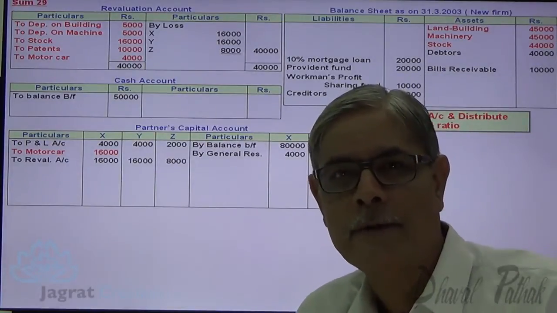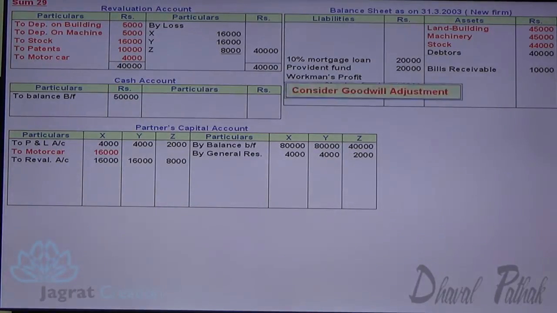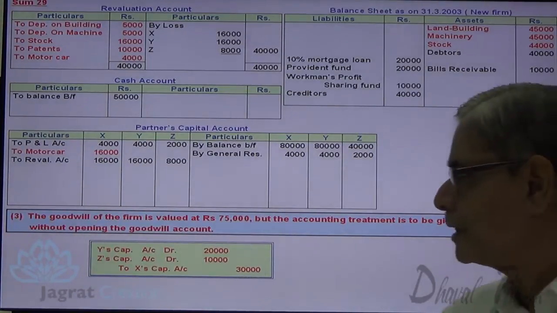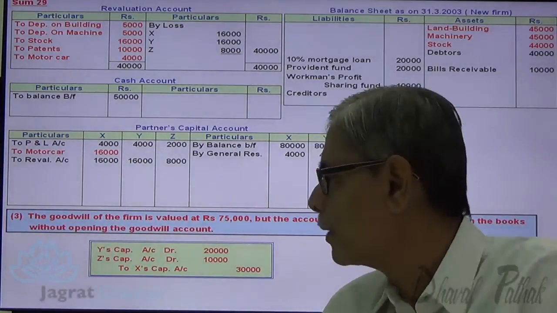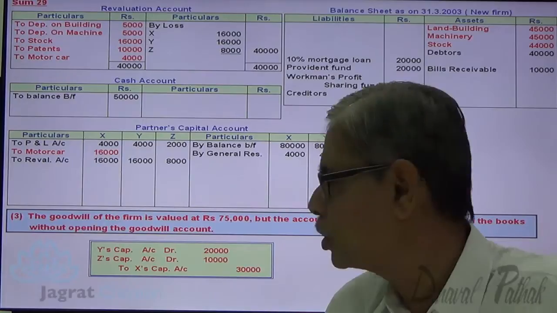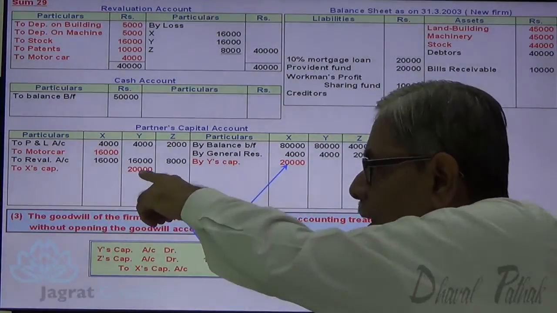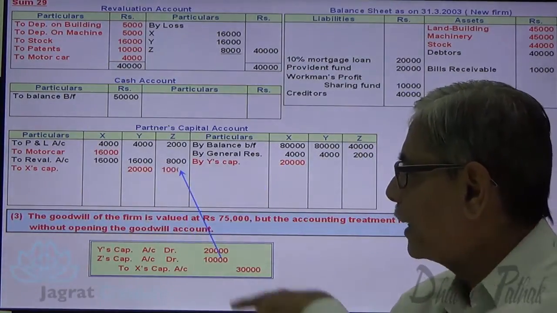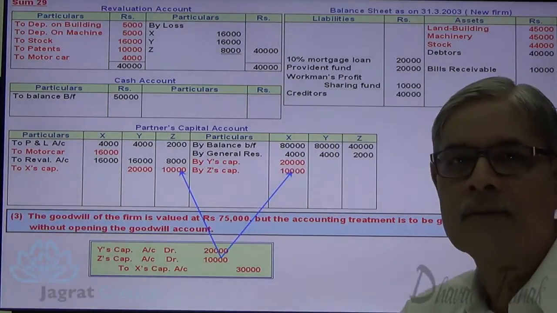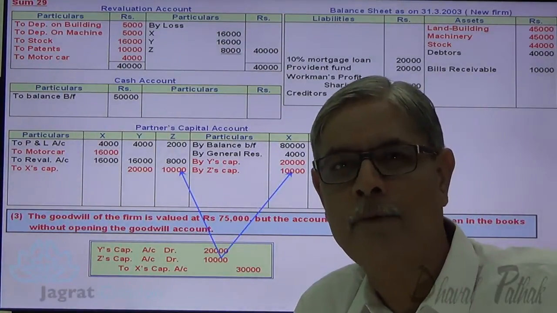Revaluation loss is distributed. I have already explained to you goodwill adjustment. Consider the goodwill adjustment. This is the journal entry that we recorded for goodwill: Y's capital account debit, Z's capital account debit to X capital account credit. Let me complete its posting. Y's capital account debit 20,000, Z's capital account debit 10,000, to X capital account credit 30,000. So 20 plus 10, 30,000 is credited to X capital account. This is how goodwill adjustment is explained and posted here before you.